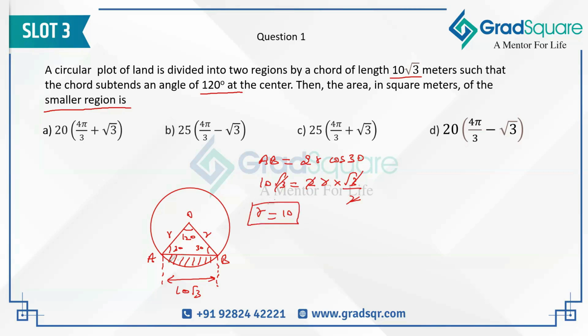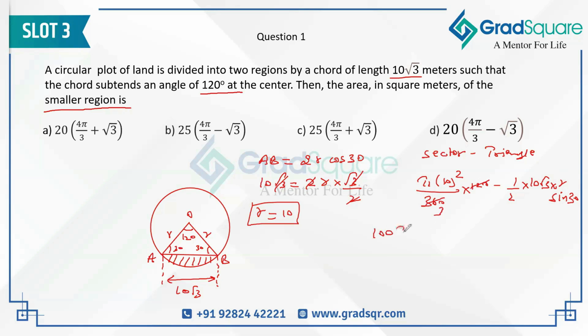Now, in order to find out the area of this smaller segment, what we need to do is find the sector area minus the area of the triangle. Now sector area, because it is 120 degrees, will be pi r square divided by 360 into 120. So that will be the sector area minus the area of the triangle, which is half, base length 10 root 3 into height, which will be r sine 30. This will be the length, right?